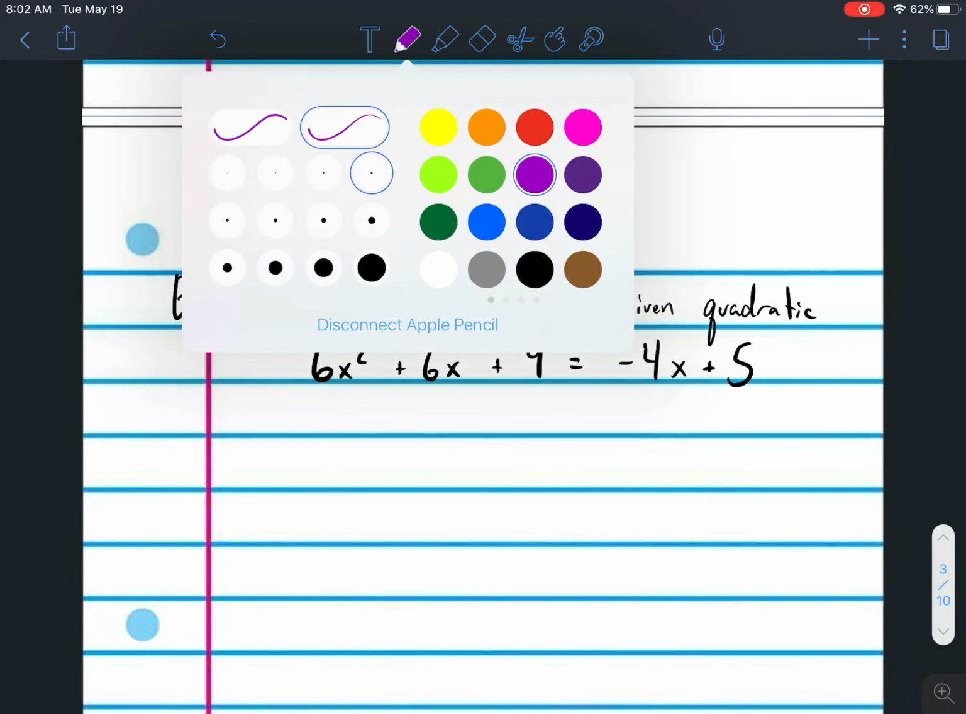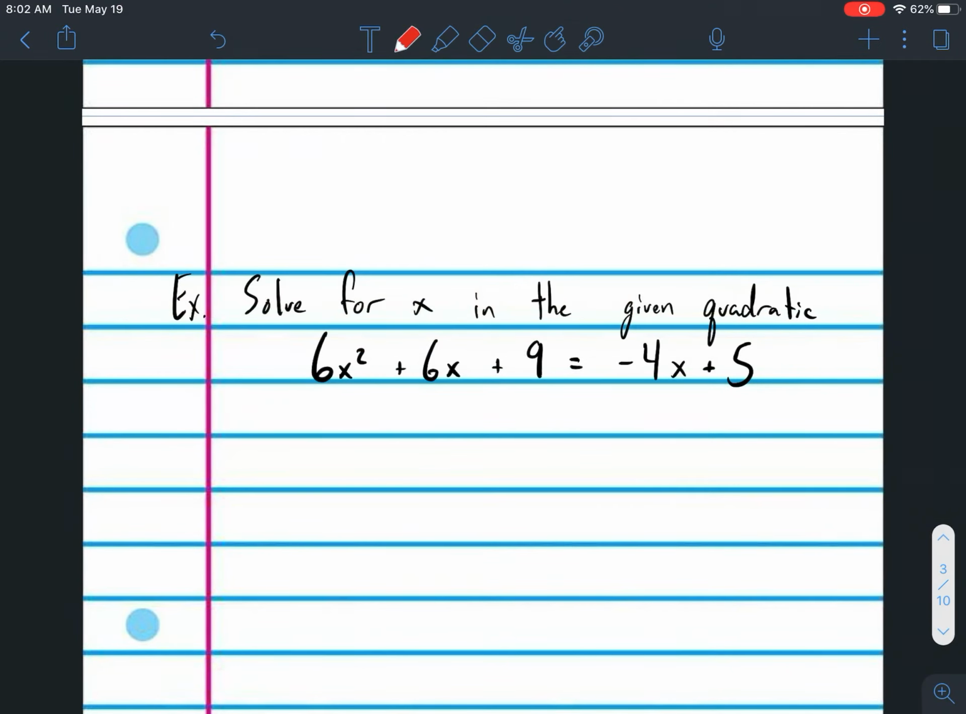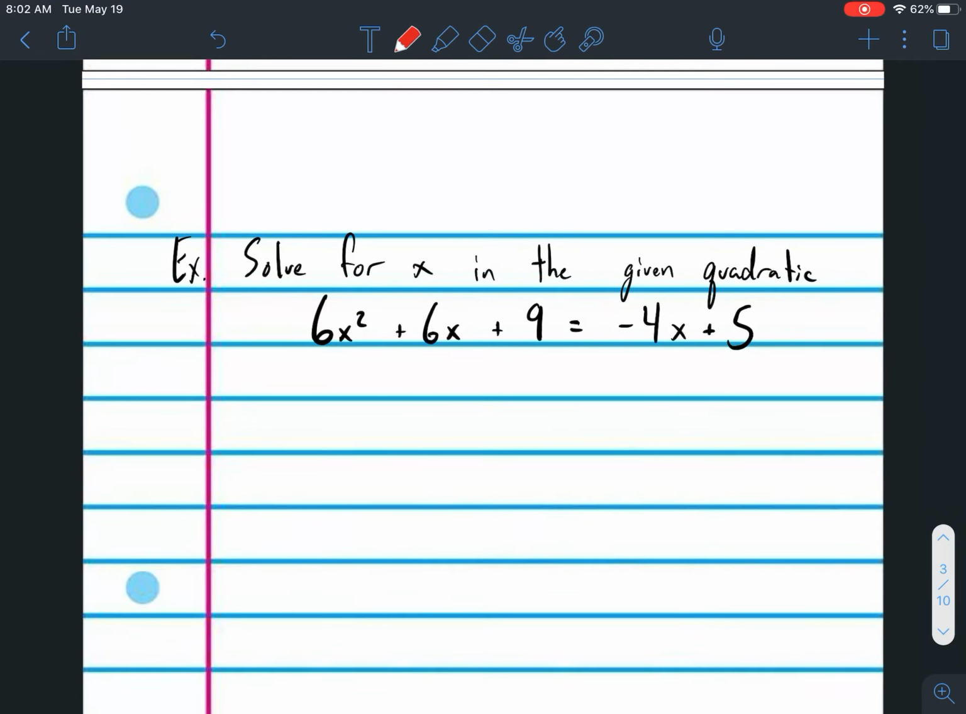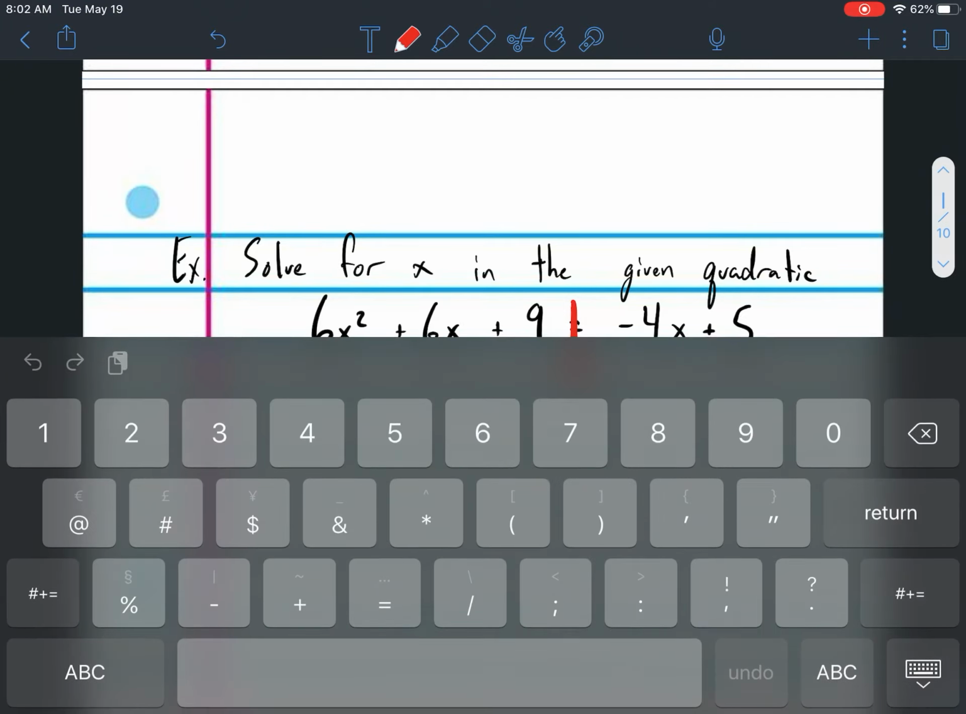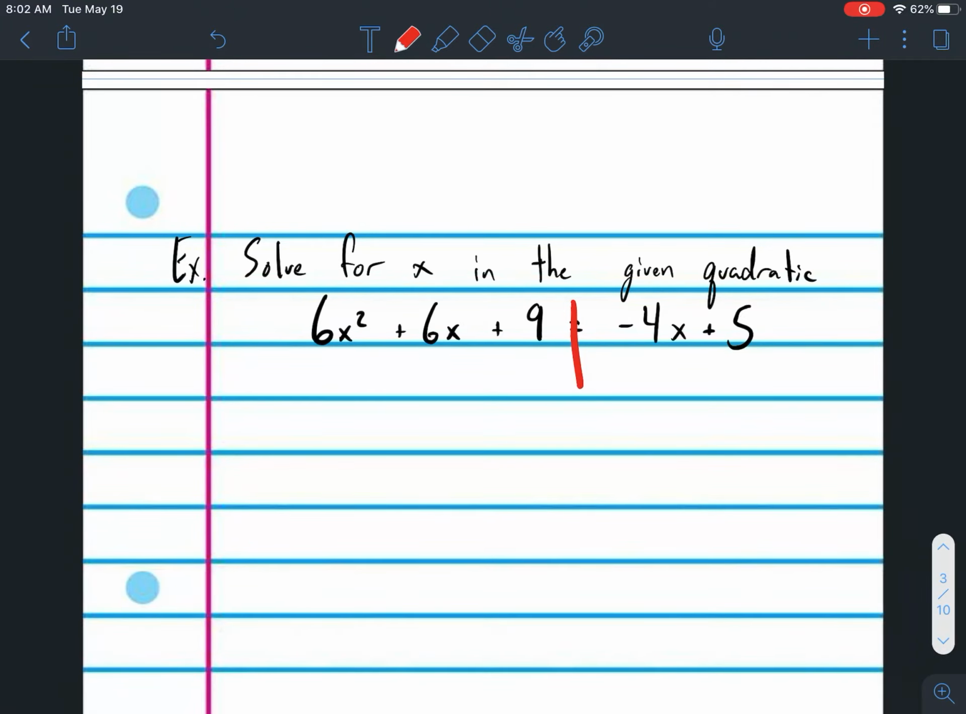Now, for this one, notice how it's not written correctly. You have a quadratic on the left side, but on the right side, it's not equal to 0. When it's not equal to 0, it just means we need to make it equal to 0. So to make it equal to 0, let's add 4x to both sides.